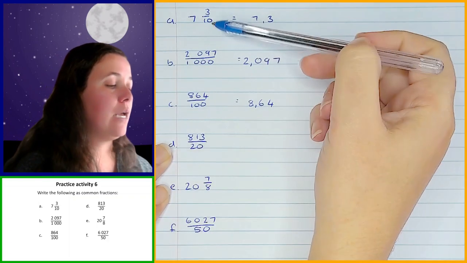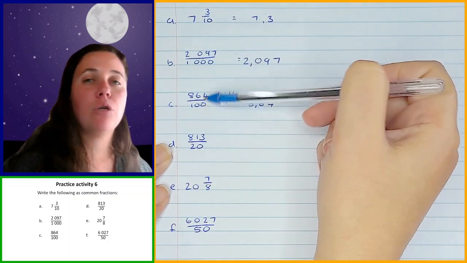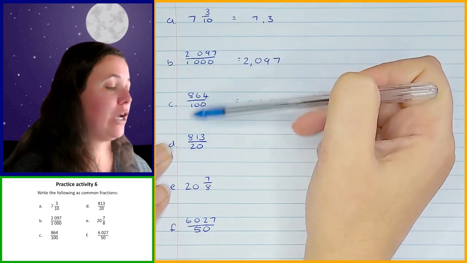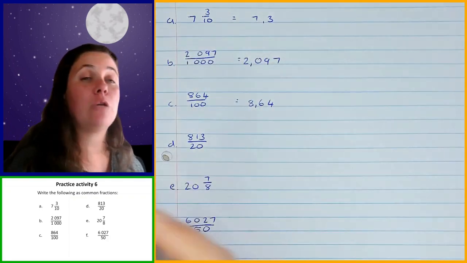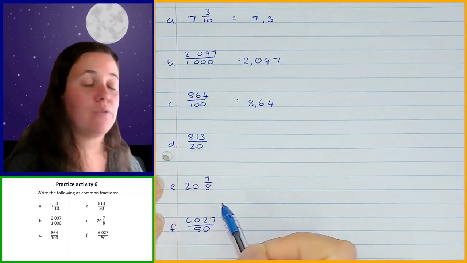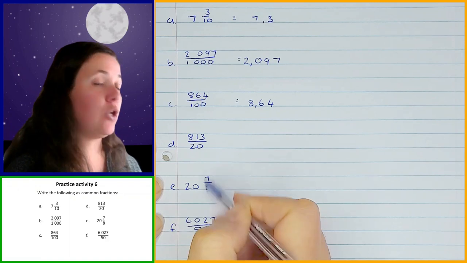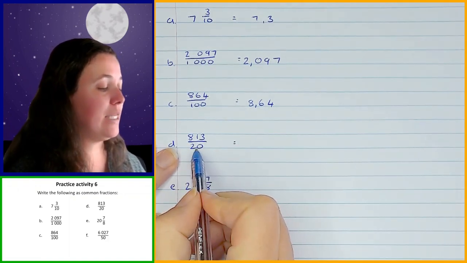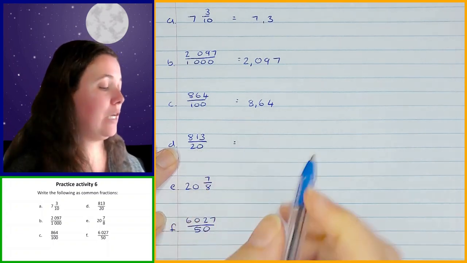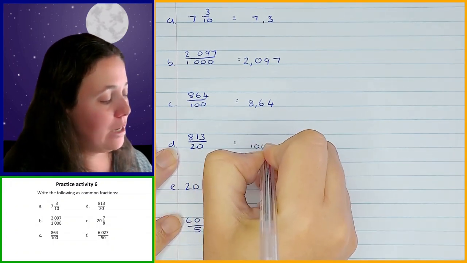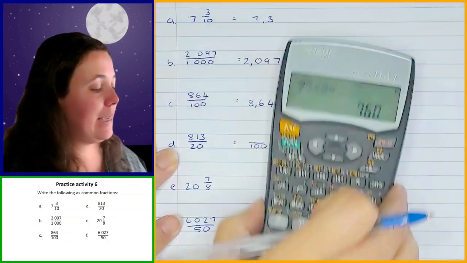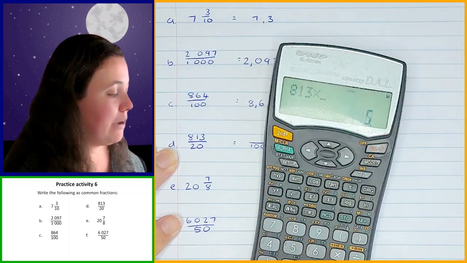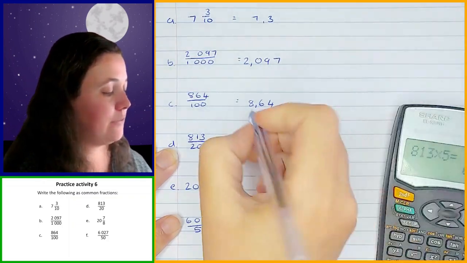So those ones, the denominators are already powers of 10. So you didn't have to change the fractions to find equivalent fractions that had powers of 10 for the denominators. These ones over here, you are going to have to. Okay, so this one, I need to multiply the 20 by 5 to get 100. So that's going to be over 100. I multiply 813 by 5, and that gives me 4,065.